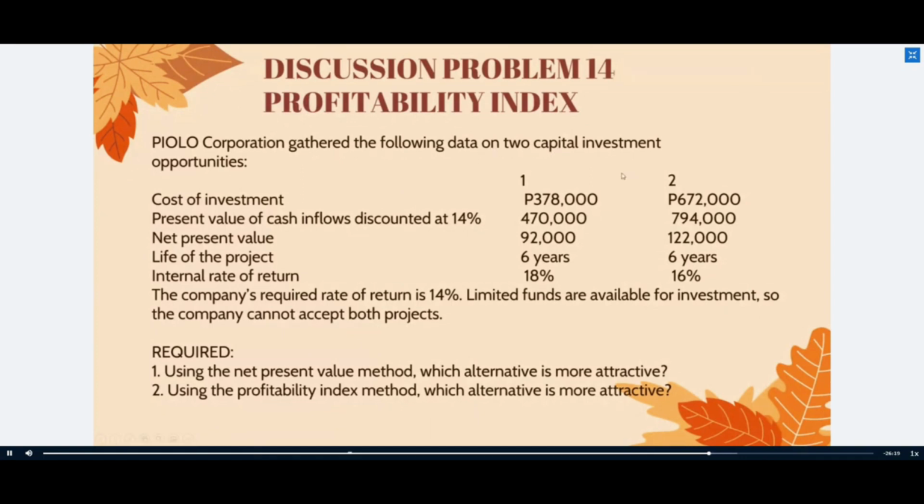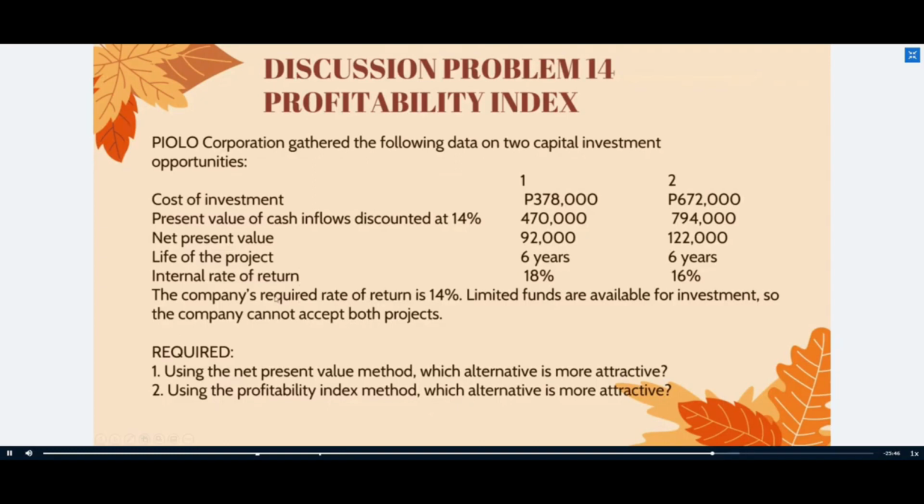So ito na, meron tayong project 1 and project 2. Ang cost of investment ng project 1 is 378, ang cost naman ni project 2 is 672,000. Present value of cash inflows discounted at 14% is 470 and 794 for projects 1 and 2 respectively. We have net present value of 92 and 122. Life of the project is 6 years for both. We have internal rate of return of 18 and 16%.